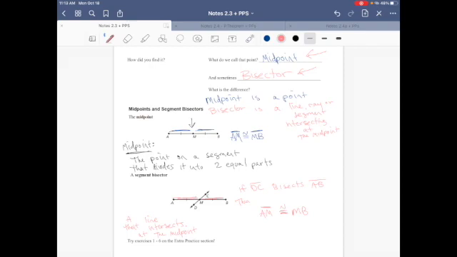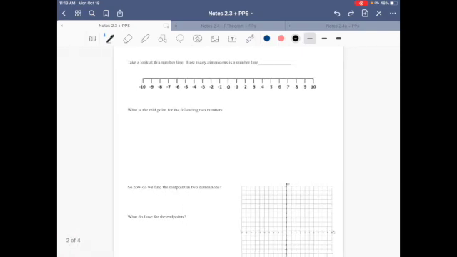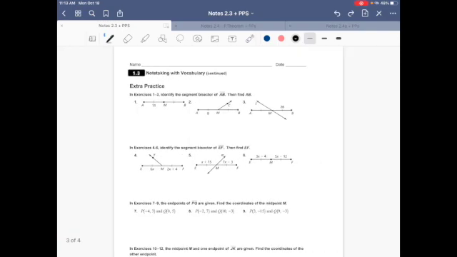And pretty much any time you see these two words, bisector or midpoint, you know you're going to be dealing with two equal parts, that the two parts that you have highlighted are going to be congruent to one another. So let's look at a few problems. We're going to skip a page and go to this extra practice. And let's take a look at these problems.